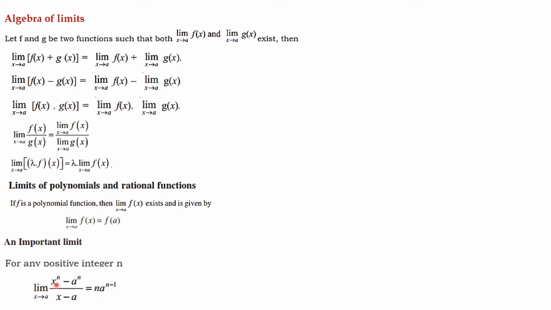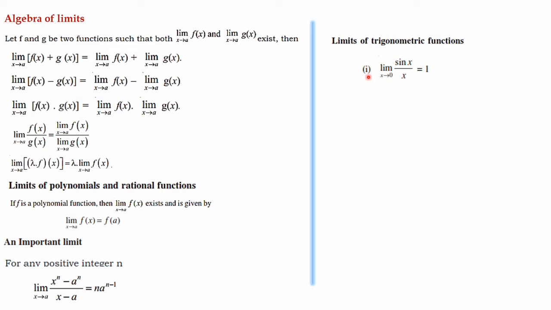Limit x tends to a, x power n minus a power n divided by x minus a, is equal to n into a power n minus 1. This is a very important result. Next is limits of trigonometric functions. First case, limit x tends to 0, sin x by x is equal to 1. Second result, limit x tends to 0, cos x is equal to 1. And the third result, limit x tends to 0, sin x is equal to 0.